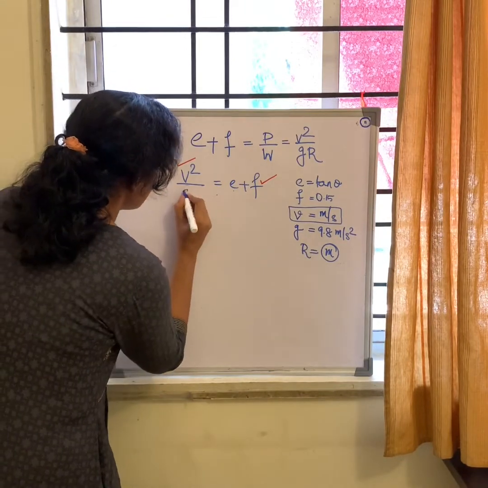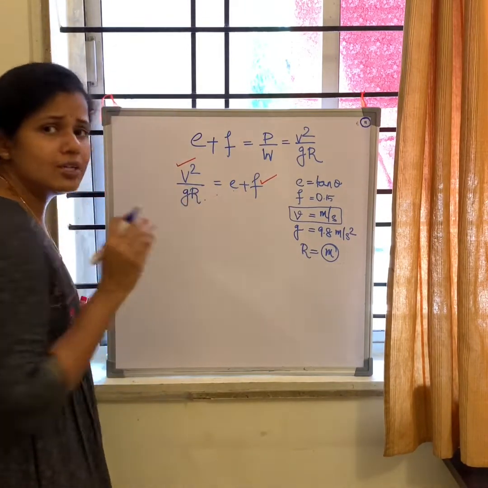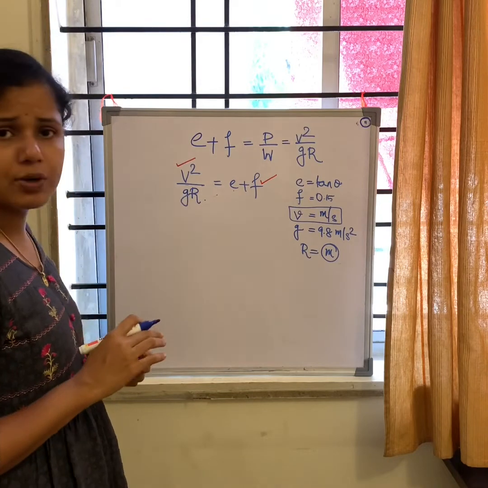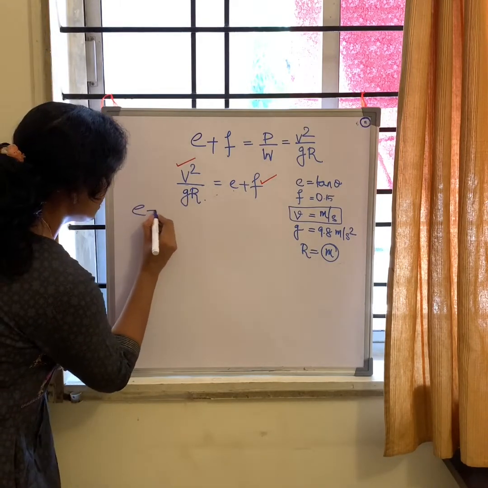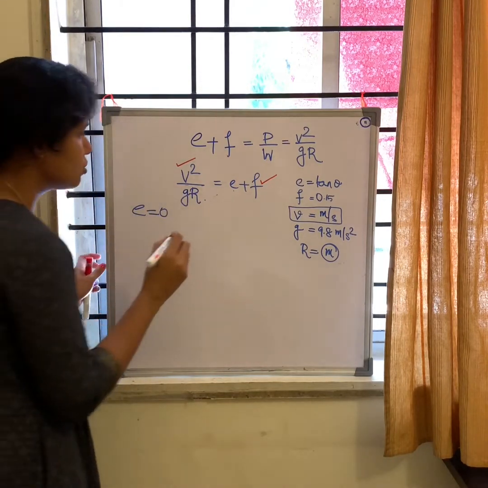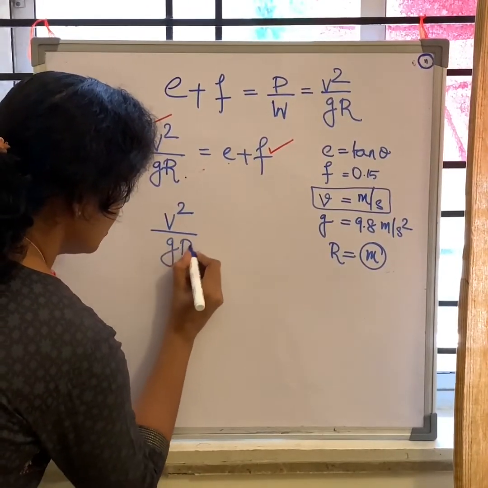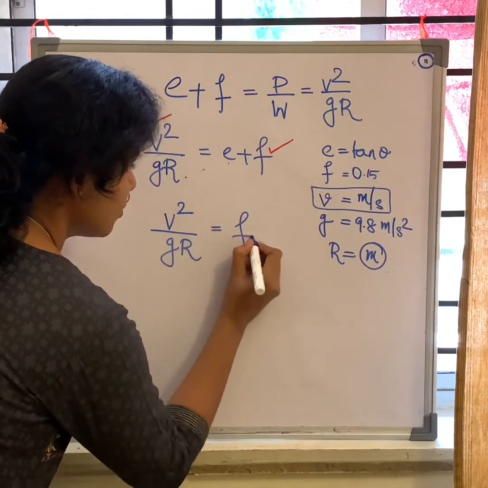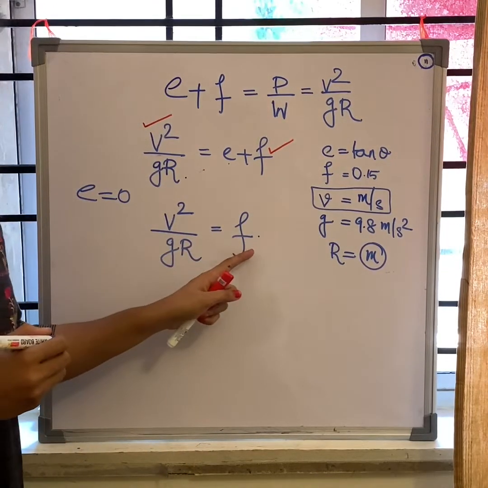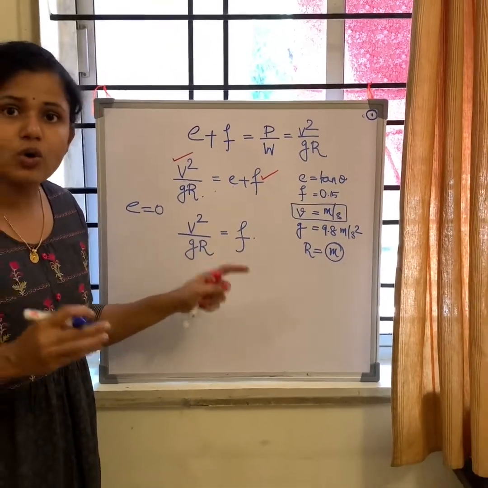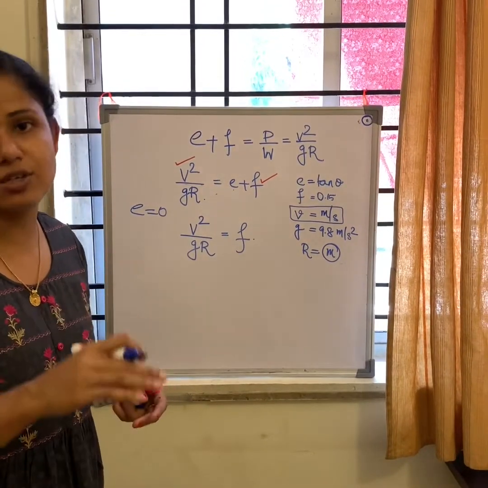Okay, you are not in a position to provide super elevation. So what will happen to this equation? We are saying now super elevation means E is equal to 0. In such a scenario, V square by GR is equal to F. What is the meaning of this? The coefficient of lateral friction alone has to counteract the centrifugal force.